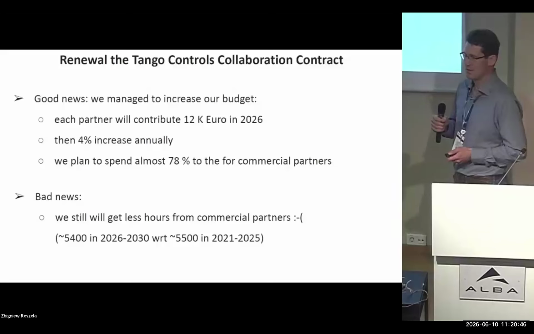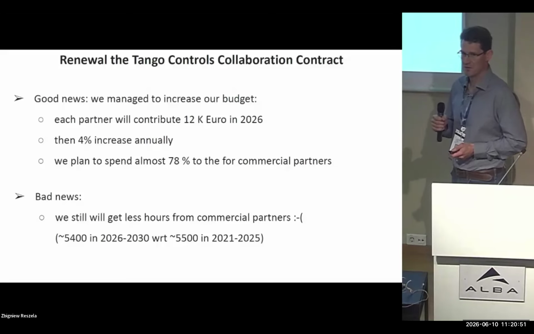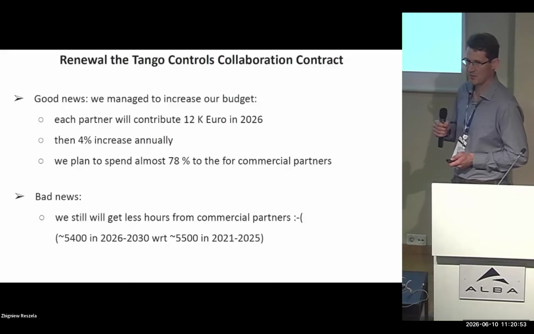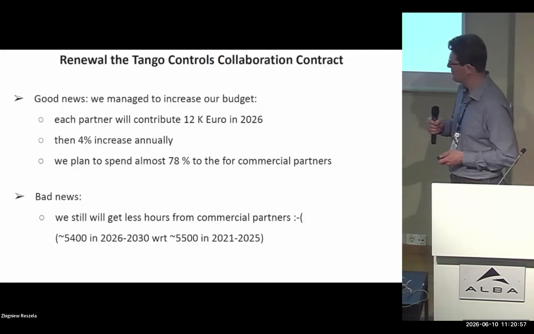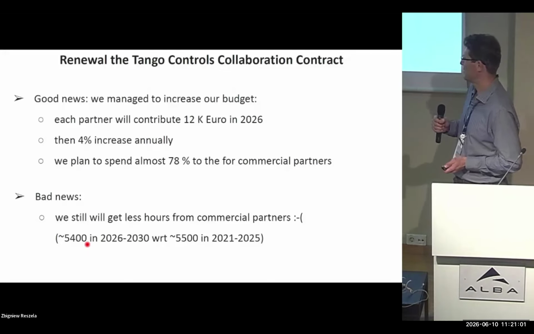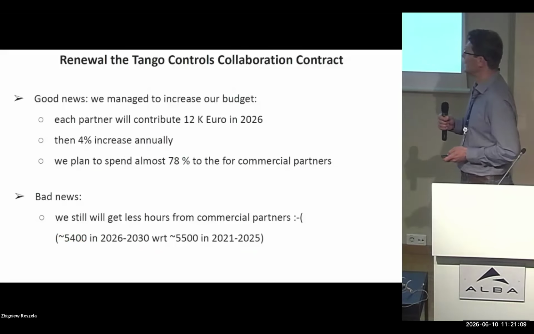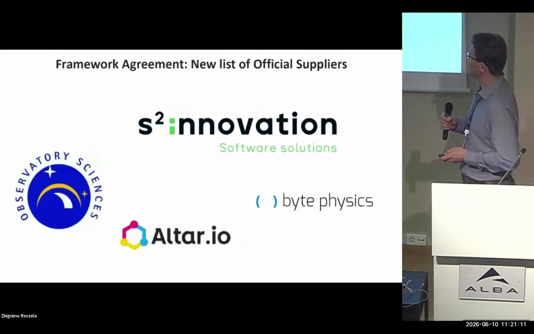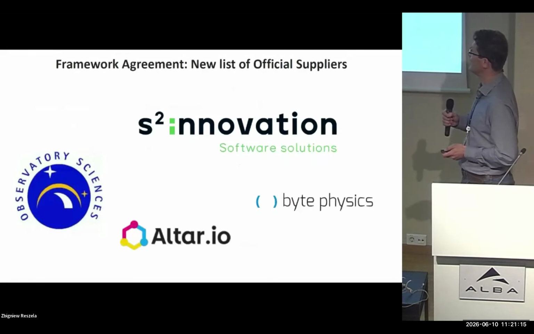The bad news is that even with that, we still will get fewer hours. Because of the inflation of the prices coming from our commercial partners, it will be almost the same, but kind of 2% less. So you see, we can potentially count on 1,400 hours with respect to 5,000 hours we got within the last 5 years.